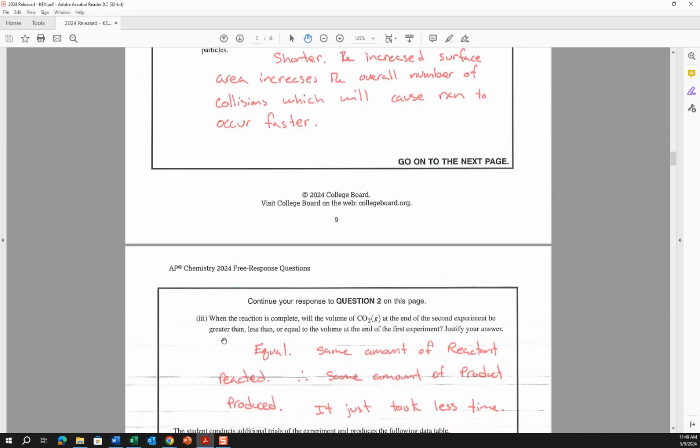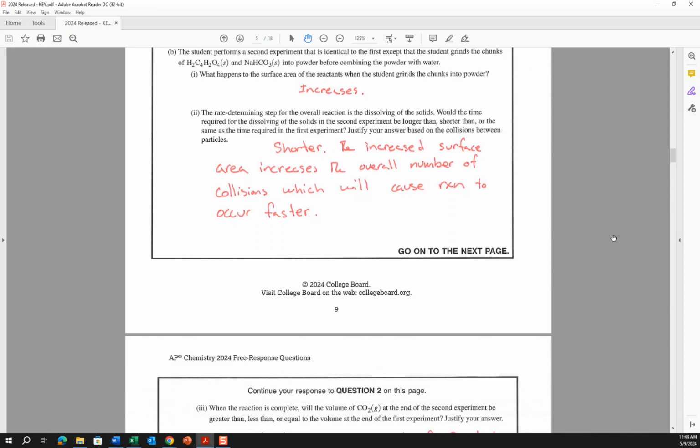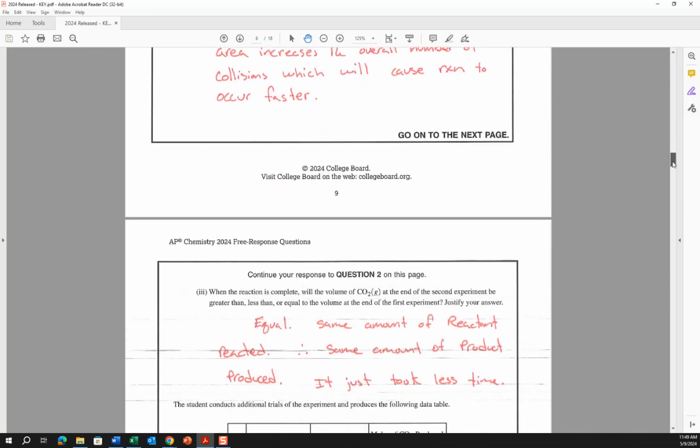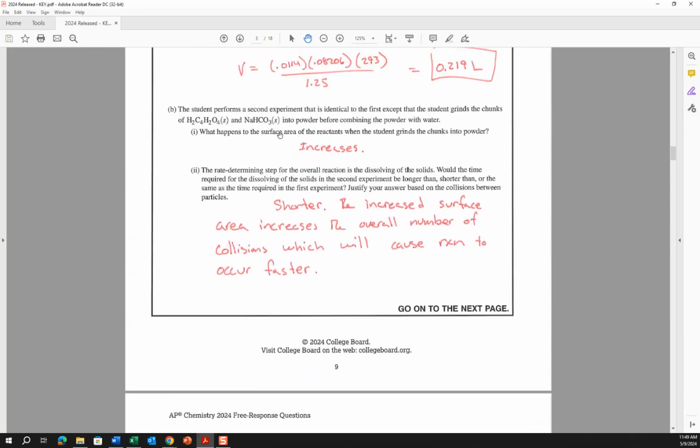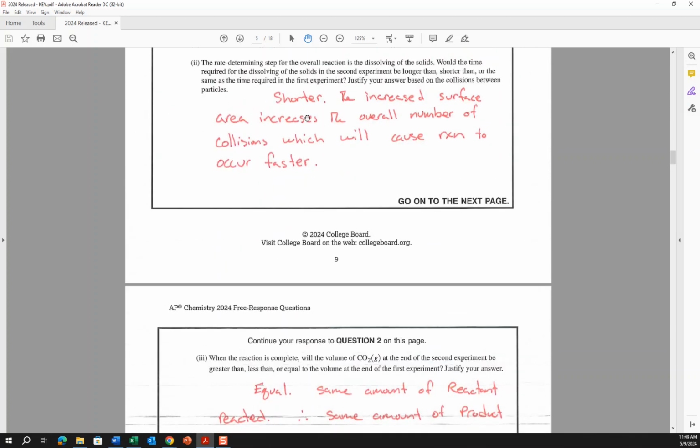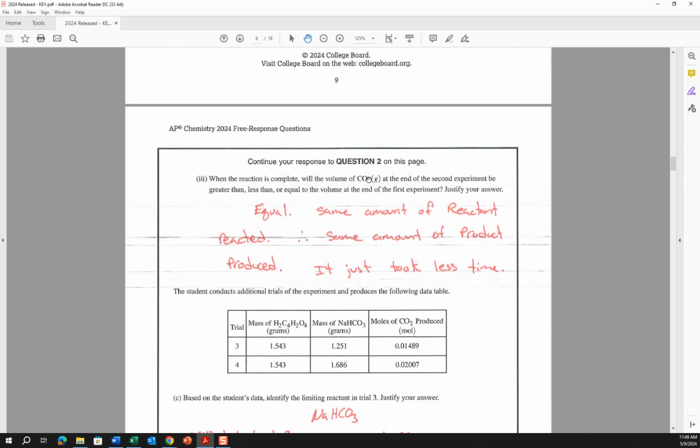All right. Good thing we had just talked kinetics, so that was fresh in your mind. Part 3, when the reaction is complete, will the volume of CO2 be greater than, less than, or equal to that in the next trial, where they crushed up the solid instead of having chunks? They ground up the solid. Would the amount of CO2 produced be greater than, less than, or equal? Just because the reaction is happening faster doesn't mean you're going to get more product. If the reaction goes to completion and you use the same amount of reactant, you'll end up with the same amount of product, right? So it should be equal there.